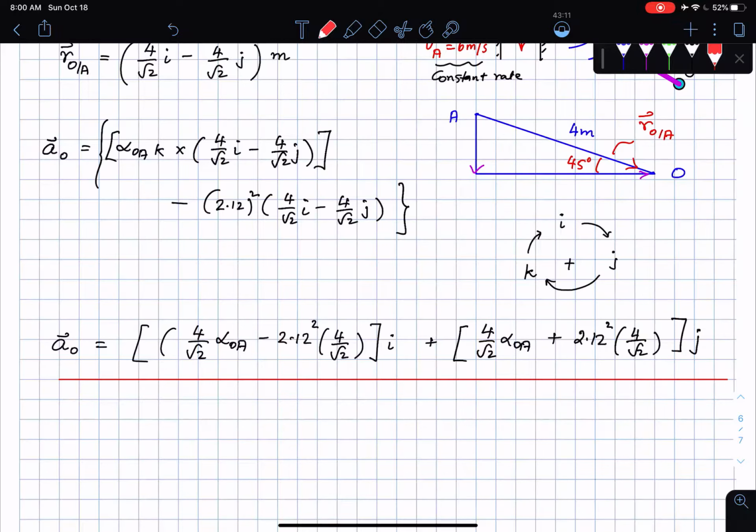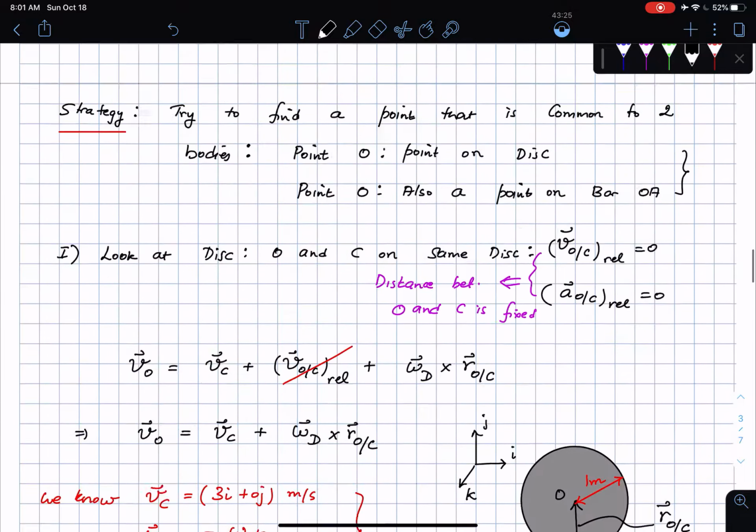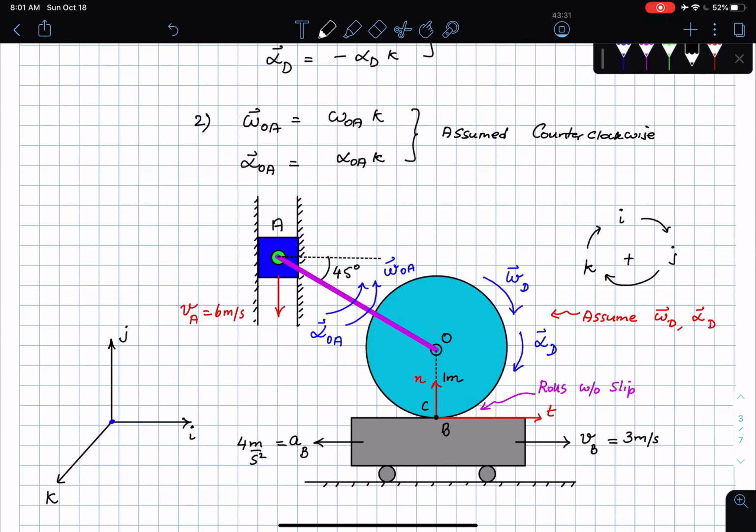Okay, I know that the point O is a point on the disk. So what does that mean? If I go back to the actual figure here, I know that the point O is a point on the disk, right? And I know that if the disk has to roll without slip on the surface, without losing contact with that surface, then the acceleration of O cannot have a component in the J direction. Otherwise the disk will lift off of the surface and the problem will be gone.